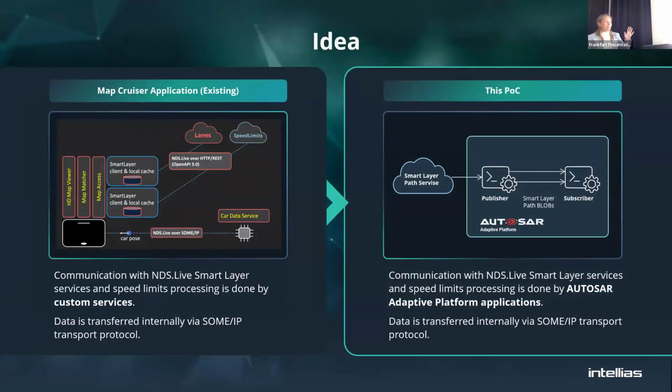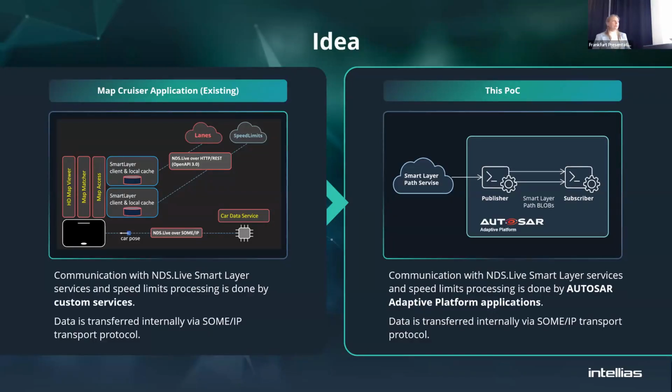You might remember the picture on the left. It was demonstrated by Fabian 2 years ago. I guess it was the first iteration of this POC, and there the NDS.Live data was transferred over some IP protocol, but between some mocked applications emitting speed limits and consuming speed limits.